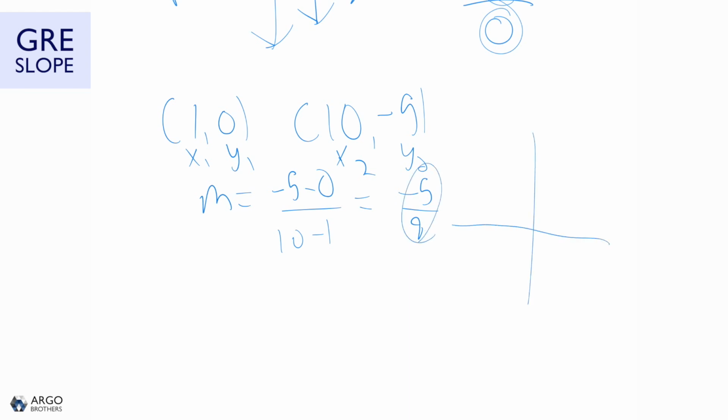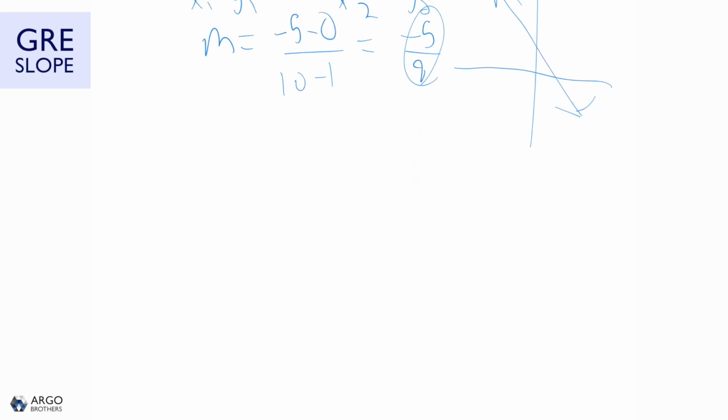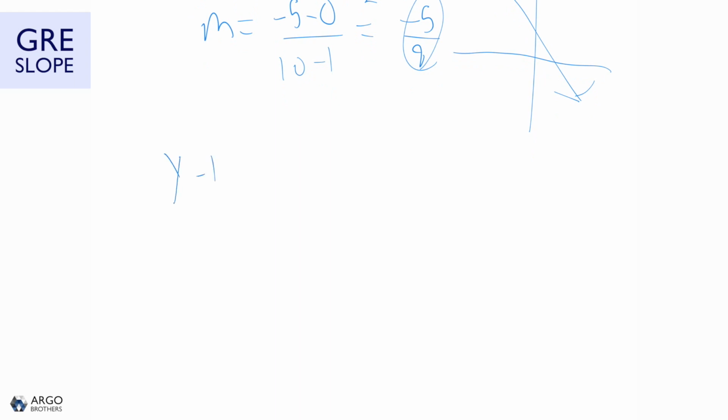So it's going to look, well, this is not drawn to scale, but it's going to be a line that's going downward from left to right. And now that we know about slope, let's talk about the y-intercept. So I'll write this here, the y-intercept.